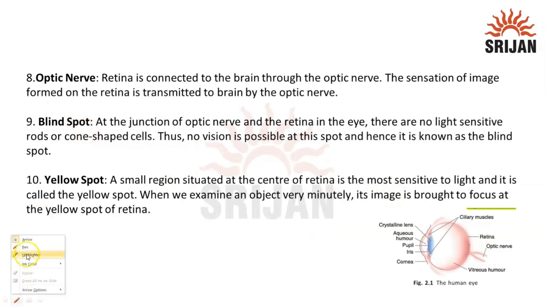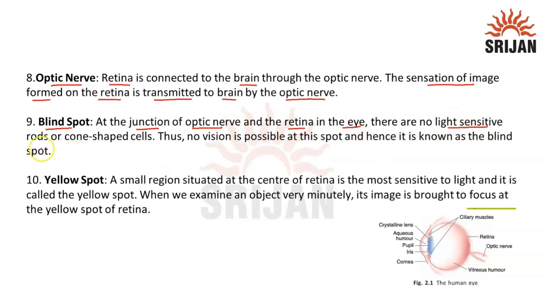Next is the optic nerve. So the optic nerve basically connects the retina to the brain. This is the optic nerve, and it connects the retina to the brain. The sensation of the image formed on the retina is transmitted to the brain by the optic nerve only. Next is the blind spot. At the junction of the optic nerve and retina in the eye, there are no light-sensitive rod or cone cells. Hence, no vision is possible at this spot. That is why it is known as the blind spot. And this is where the junction of the retina and optic nerve lies.